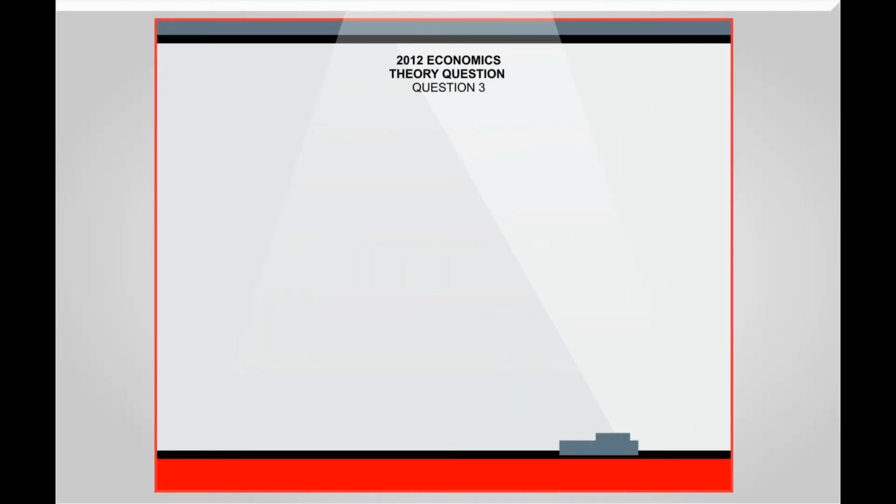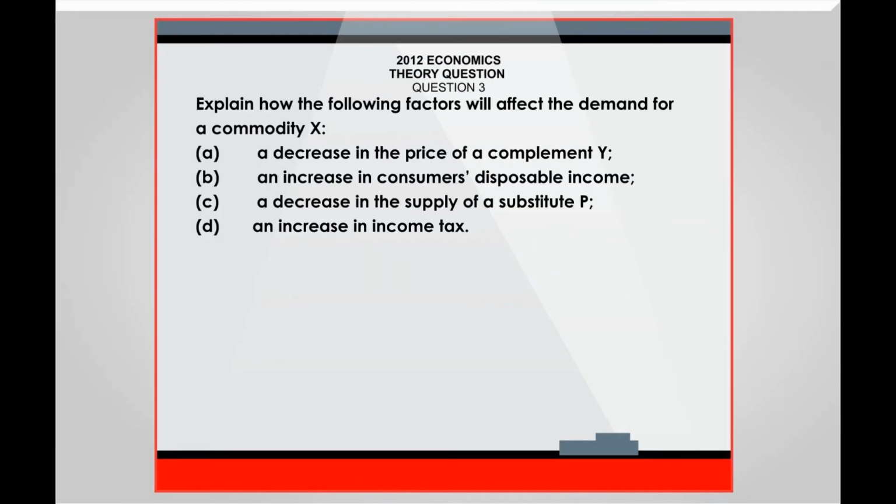Question 3. Explain how the following factors will affect the demand for a commodity X. A. A decrease in the price of a complement Y. B. An increase in consumers' disposable income. C. A decrease in the supply of a substitute P. D. An increase in income tax.